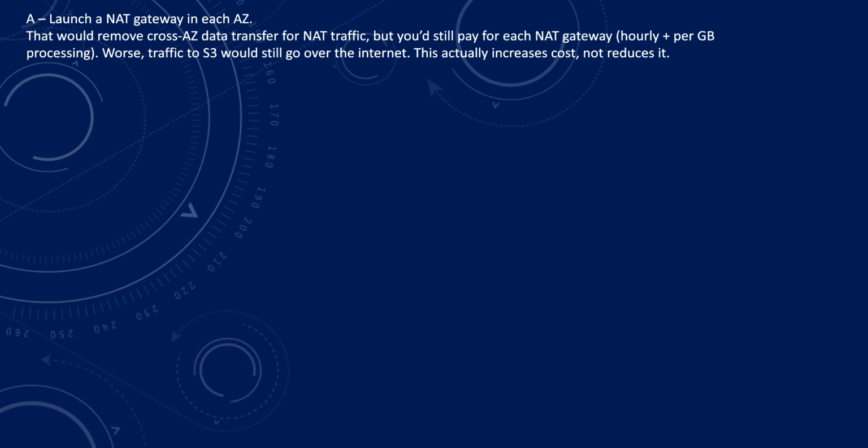So let's see the options and explain which option is correct. Option A, launch a NAT gateway in each availability zone. That would remove cross-AZ data transfer for NAT traffic, but you would still pay for each NAT gateway, which costs hourly plus per GB processing. This is the worst case because traffic to S3 would still go over the internet. This actually increases the cost, not reduces it. So this is not the correct answer.